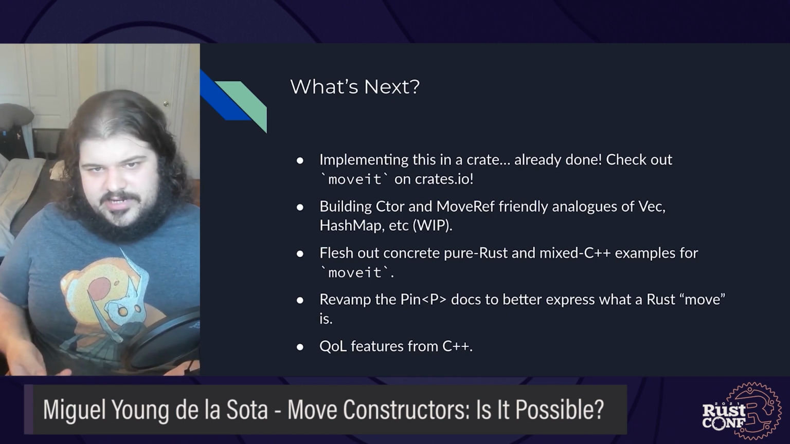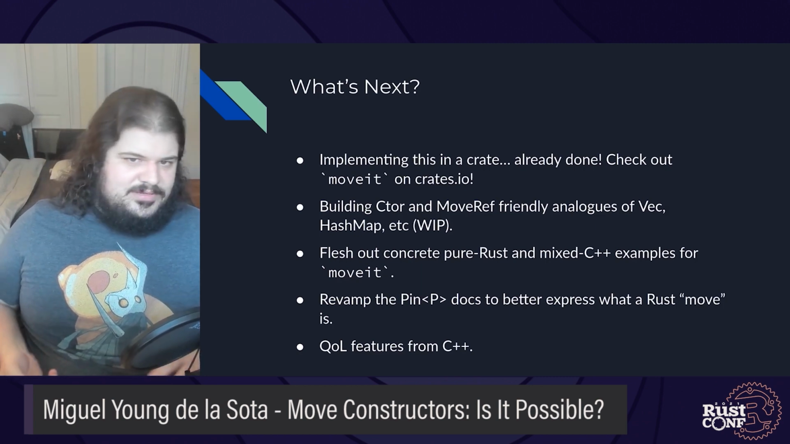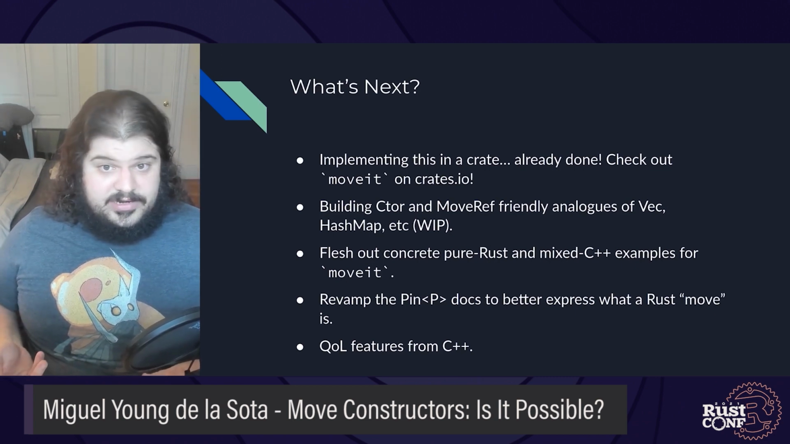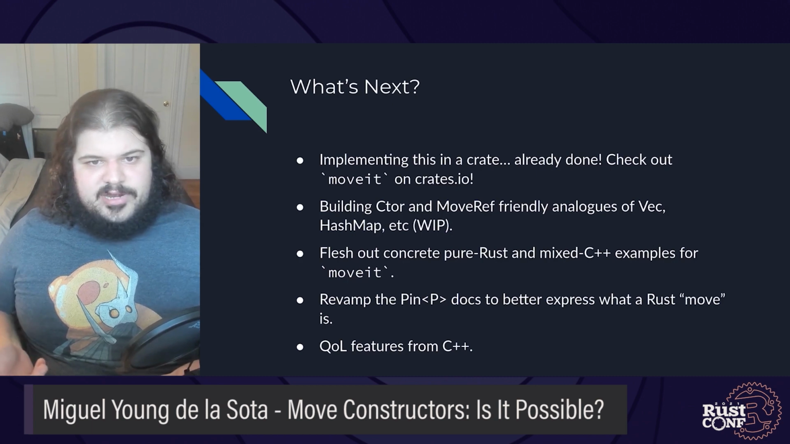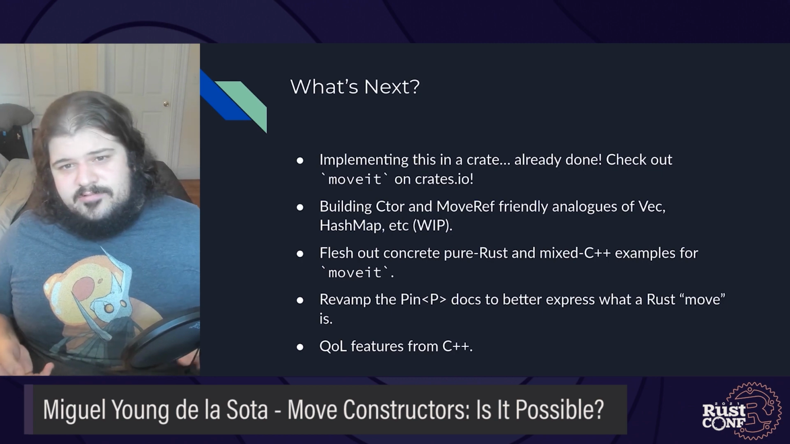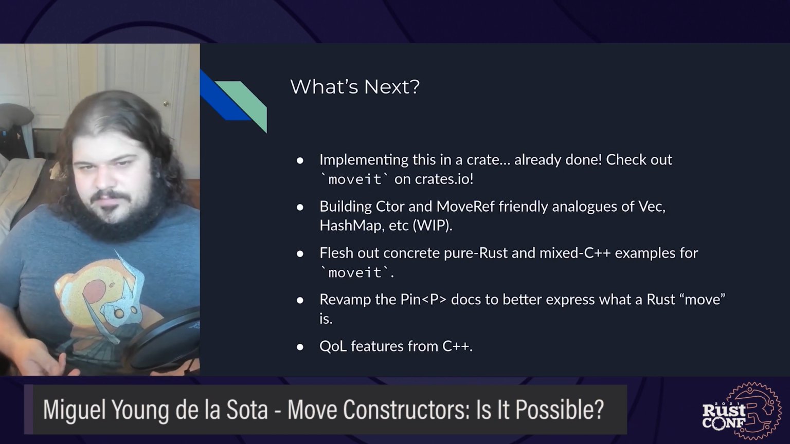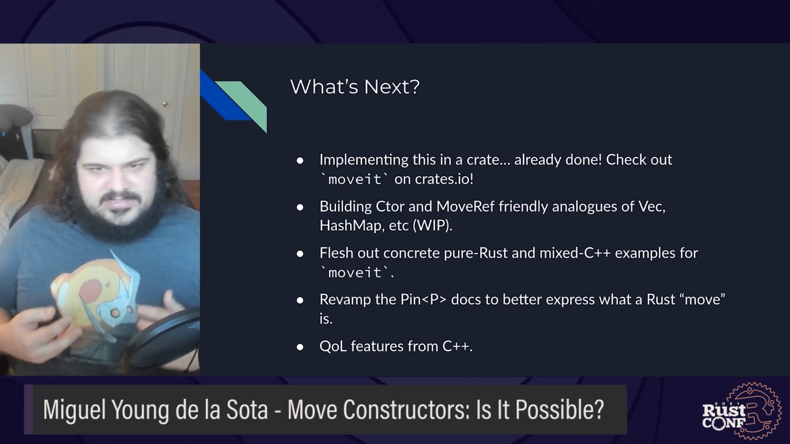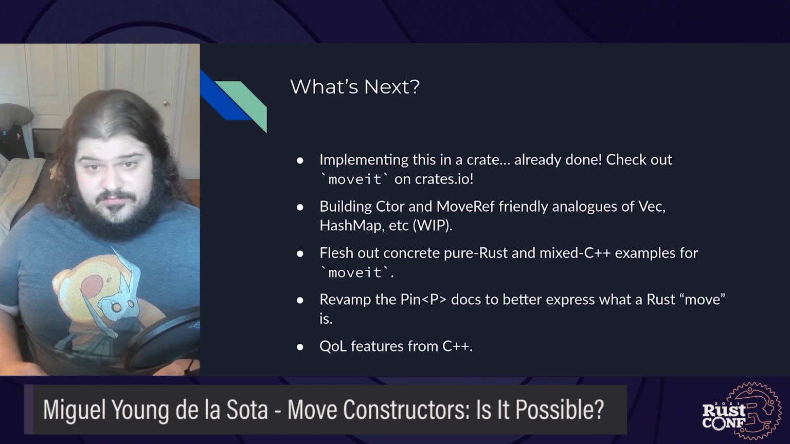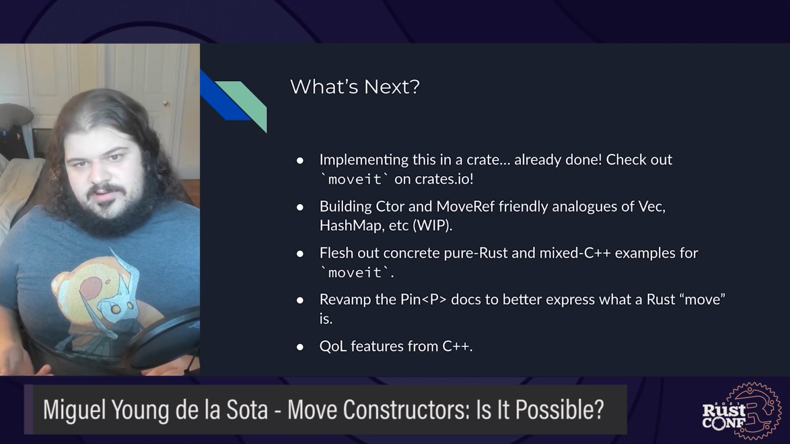I already implemented the core traits in a crate. Check out moveit on crates.io. I want to actually build a move-respecting Vec and HashMap like I described earlier. C++ has already implemented such things, so it's just a matter of porting the analogous thing from a C++ standard library. I'm most of the way there with Vec. I don't know to what degree I want to attempt HashMap until someone really needs it, because hash maps are pretty complicated. This concept is also very useful for mixed Rust C++ code, but I think it can also be useful for certain kinds of pure Rust as well.